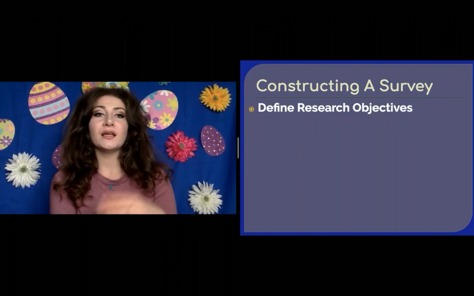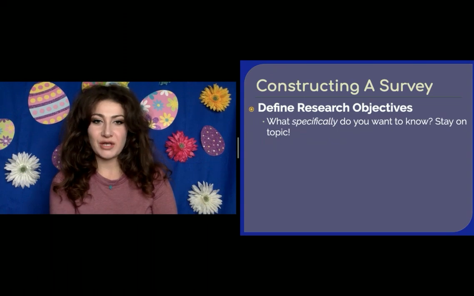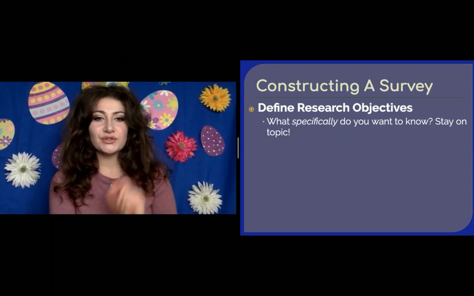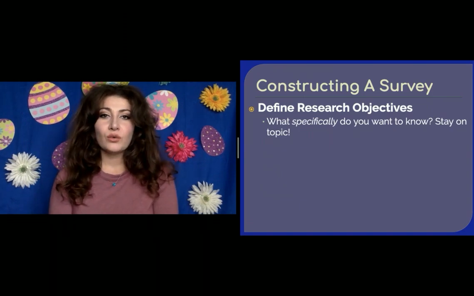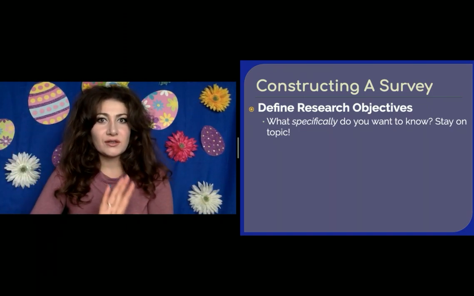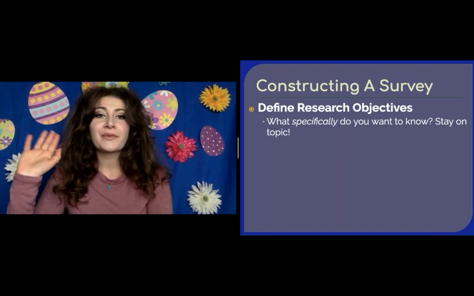Well, the most important thing in constructing a survey is to make sure you have very clear research objectives. What specifically do you want to know? It's very, very easy to go off topic when creating a survey. It's very easy to go off topic when you're talking to somebody live as well in a qualitative interview.